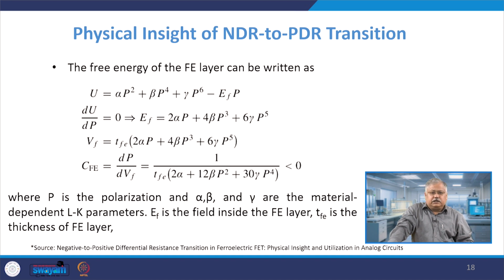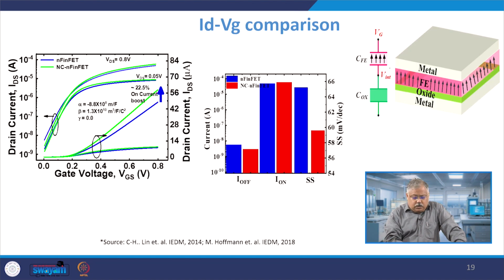Now, there is an interesting physical insight into NDR to PDR, negative differential resistance to a positive differential resistance region. And people have found out, and there's research going on also in this case, that CFE, if you look, is actually dP dVf, and it is always less than 0, and when it is less than 0, you go from negative differential resistance to a positive differential resistance, right, and that gives you a free energy curve for the ferroelectric layer.